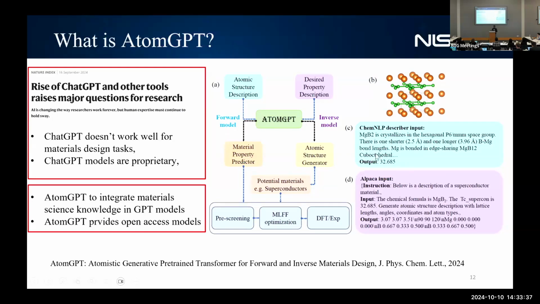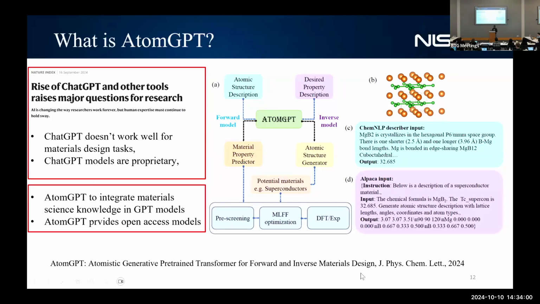For example, you can give a prompt. This is for the case of superconductors, but it can be catalysts or anything. Like, magnesium boride is a hexagonal material. This is the bond length. Predict for me this transition temperature. Or you can give an inverse prompt where here is a description of a superconductor material. This is my formula. This is the Tc I want. Generate for me the crystal structure in a text format, and this will generate the text format.